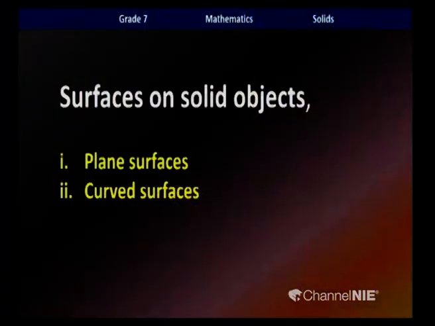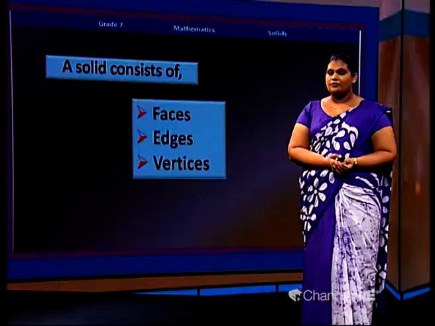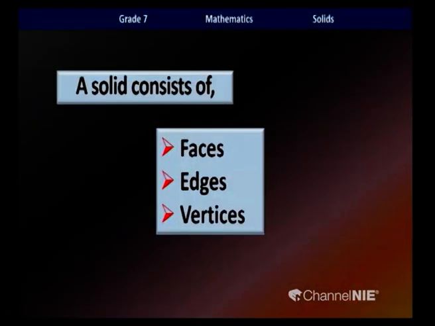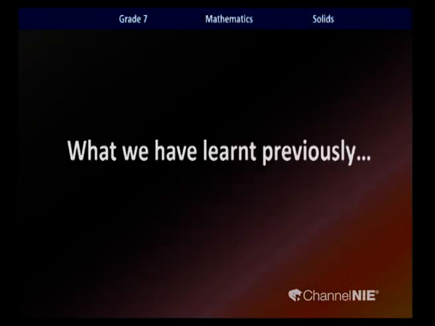Now, in a solid, there are two types of surfaces. First one is the plane surface and the second one is a curved surface. As you have seen in the previous slide, in a wooden log you can observe curved surfaces, in a die you can observe plane surfaces. A solid consists of faces, edges and vertices. Right. First of all, we will move on to the things we have learnt in previous grade.